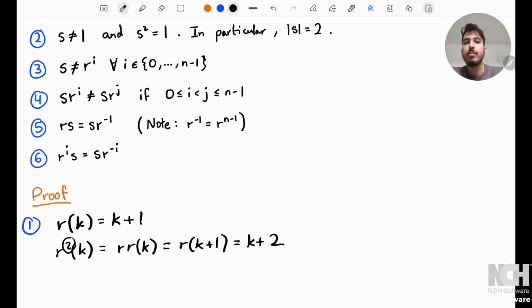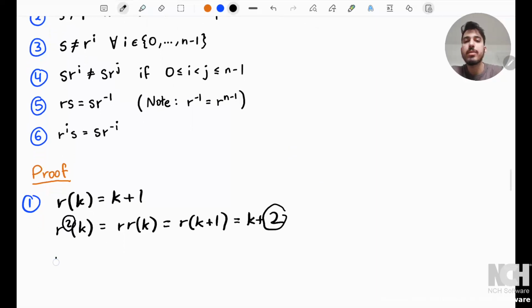So the number 2 appears here, and it appears here, so it is natural to say that R to the i, for some i between 0 and n minus 1, k is equal to k plus i. Notice i here is between 0 and n minus 1 in the hypothesis.